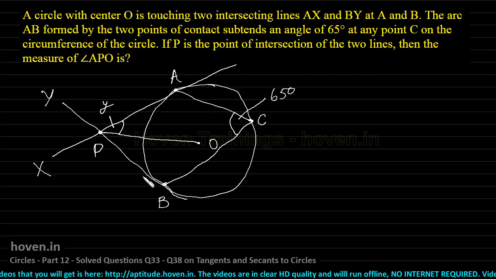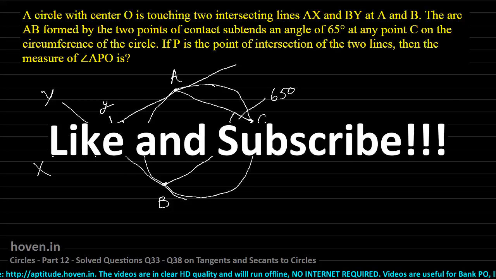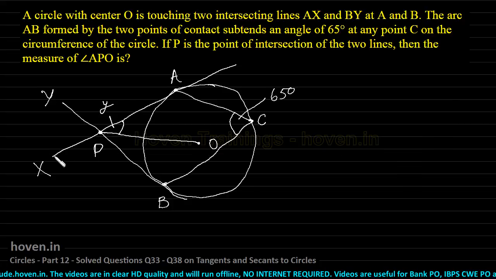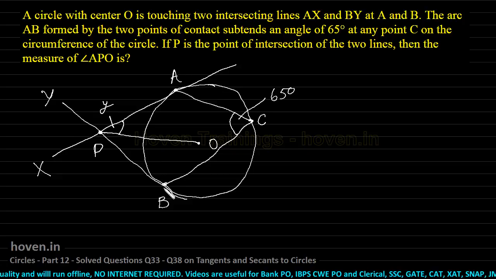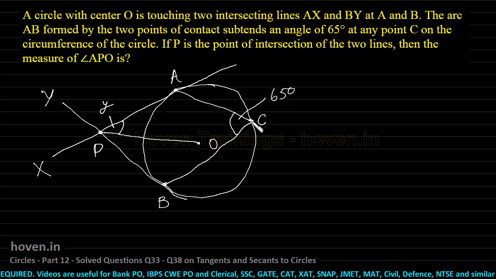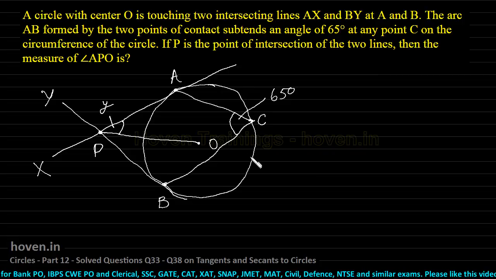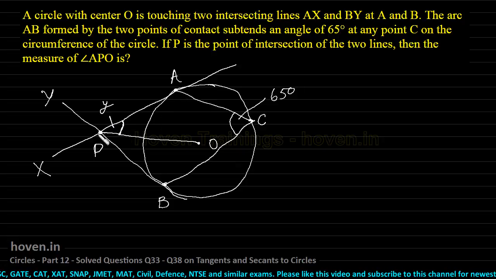Let me repeat the whole question so that you understand what we have to do. Circle is there with center O. Then AX is a line which touches the circle at A. BY is a line that touches the circle at B. This arc AB subtends an angle of 65 degrees at point C, and C is lying on the circumference. We have to find out this angle Y, that is angle APO.